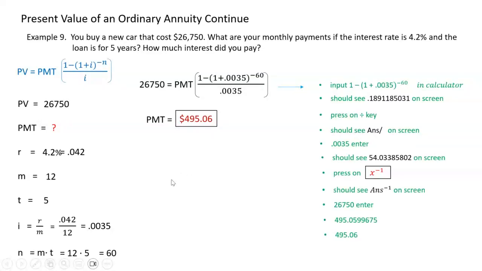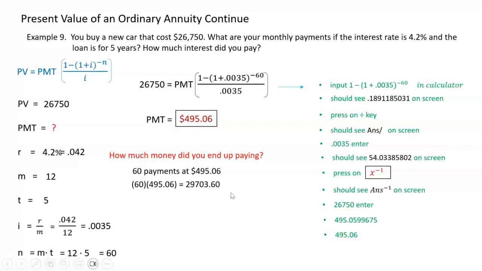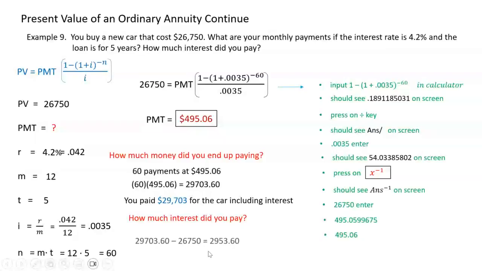Now, how much money did you end up paying? It wasn't $26,750. That's how much the car cost from the beginning, but you have to pay interest. We made 60 payments, so we multiply 60 times the payment, which gives us $29,703.60. We subtract the $26,750, and you end up paying an extra $2,953.60, which comes out to almost $3,000. That's how much extra money you paid.